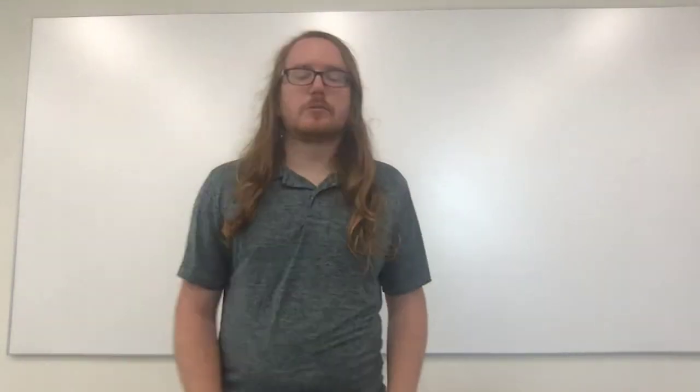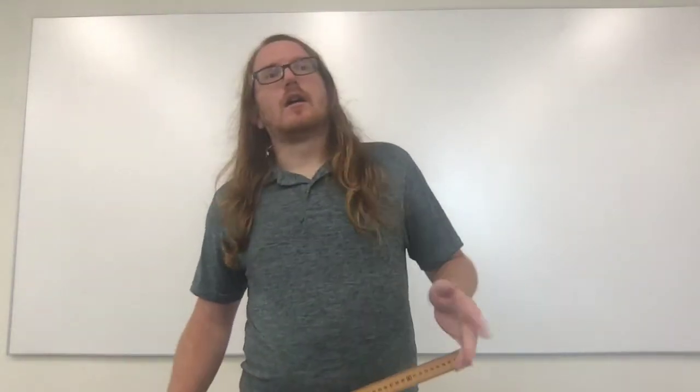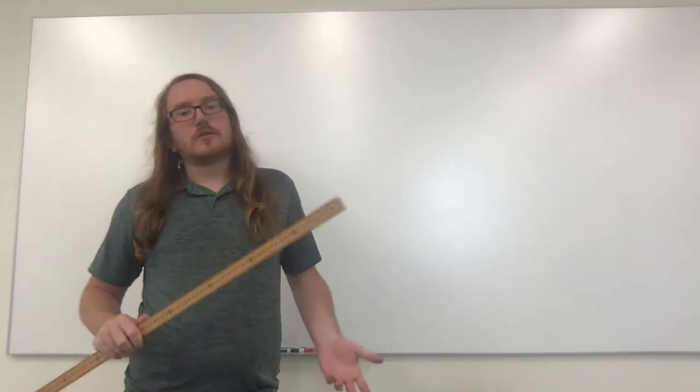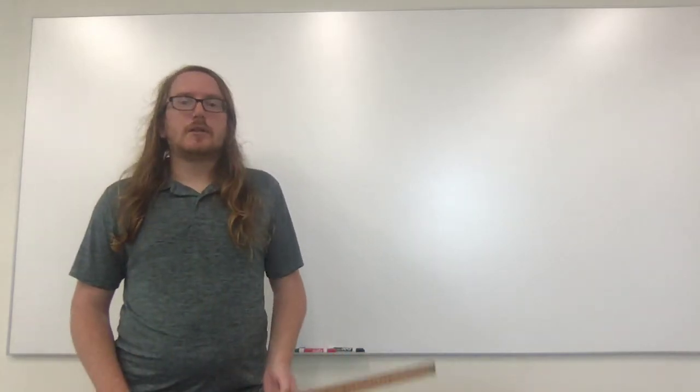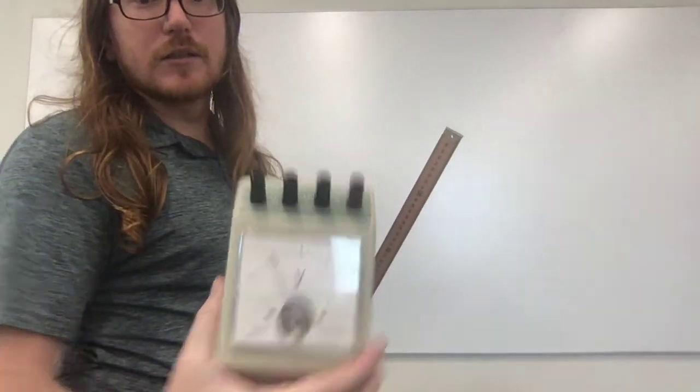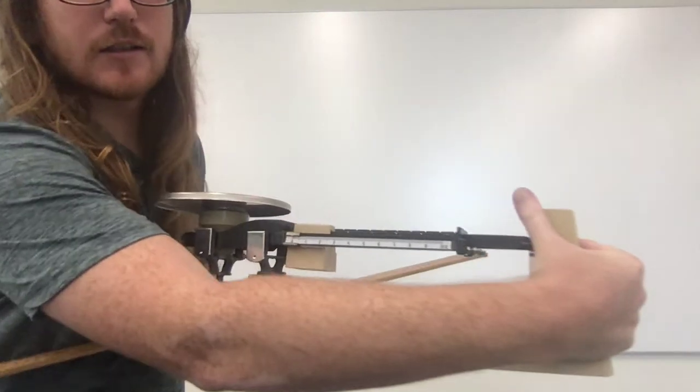All right. I just briefly want to talk about analog measurements using things like a ruler or a meter with a needle. So let me get an example of that. A meter with a needle like this, or a triple beam balance also would be an example. Triple beam balance like this.